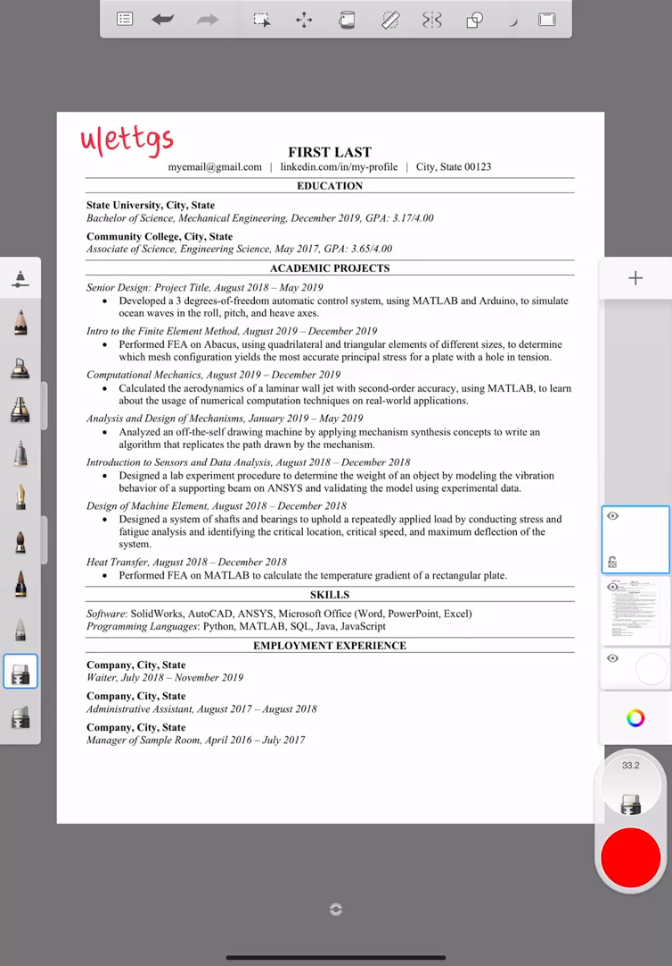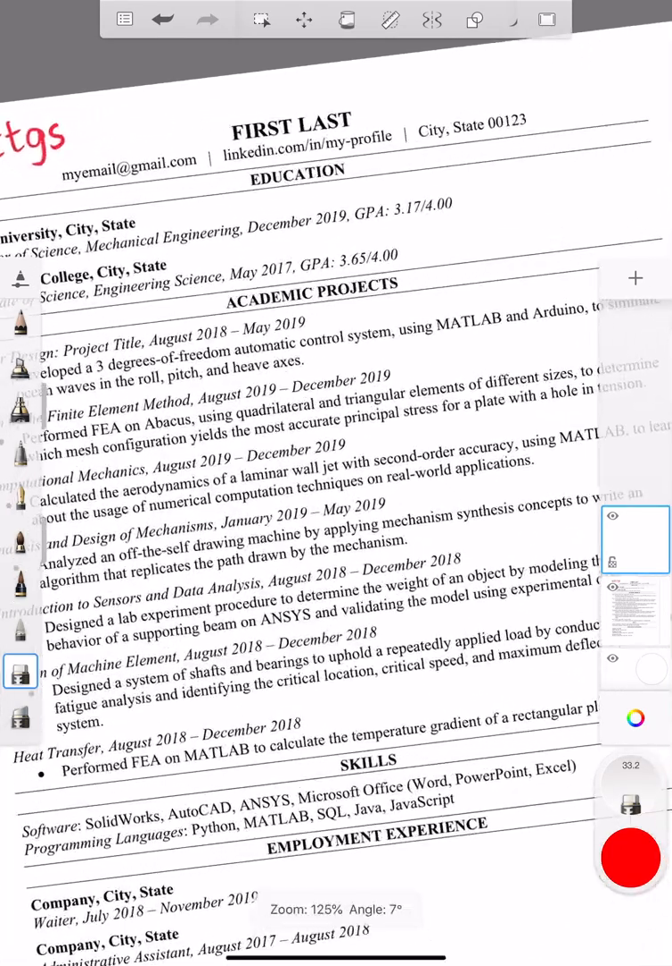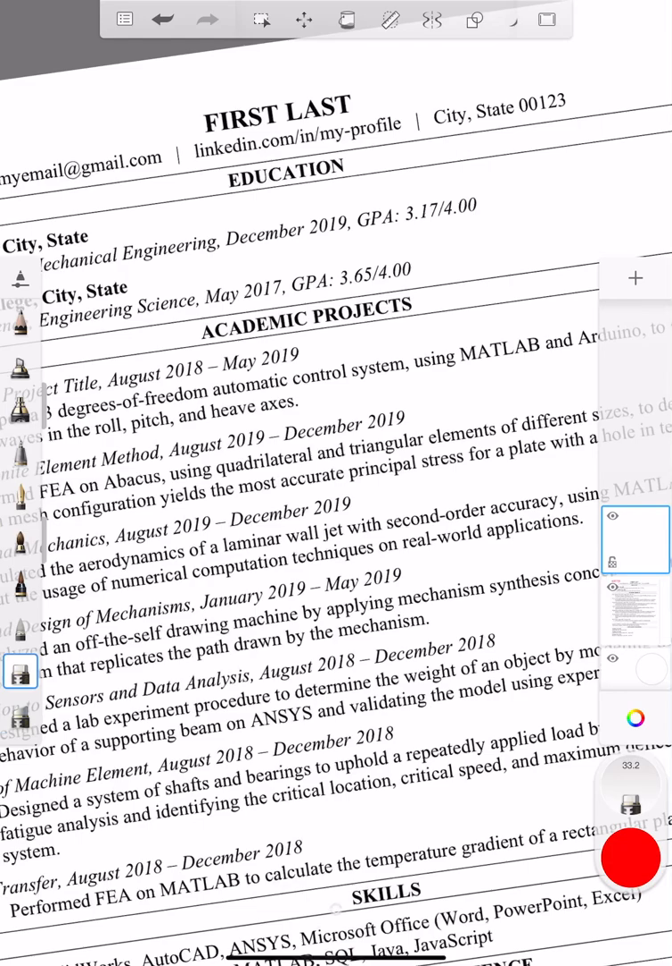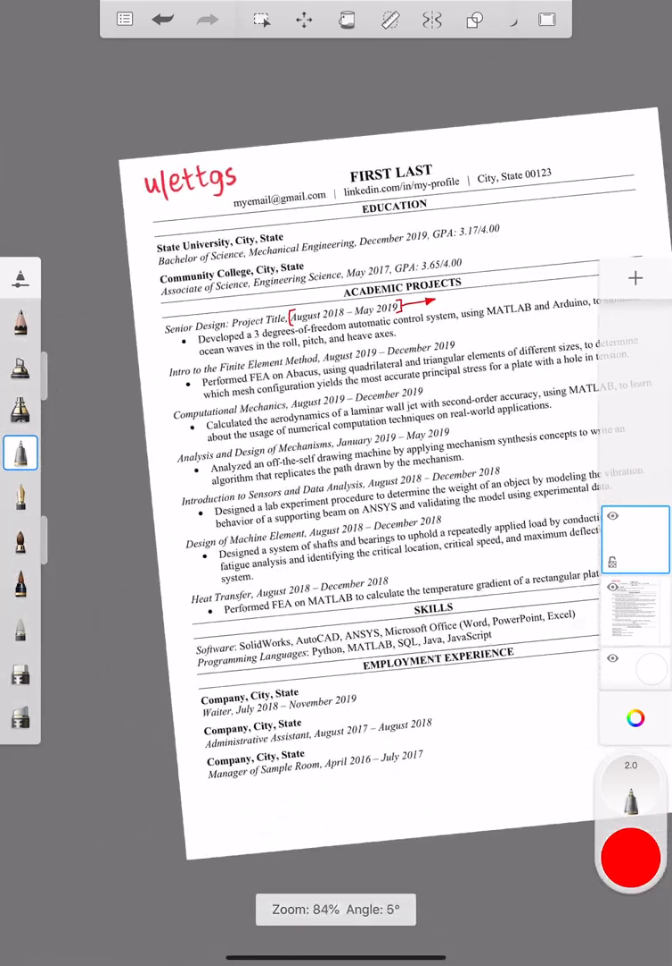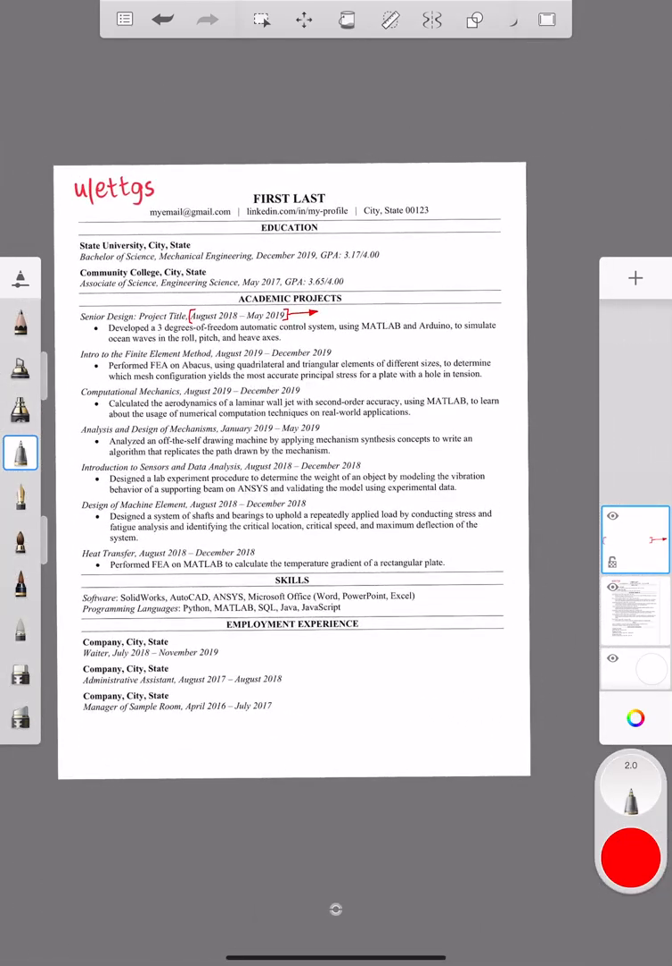I suggest reformatting so that the dates are justified to the right. It's a little bit easier to read, especially since this person has the dates and the names of the projects in the same font and the same italicized font.